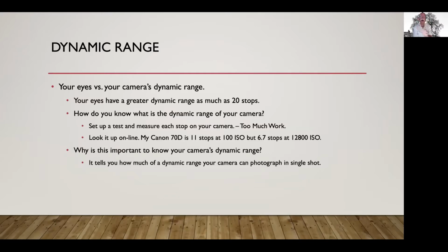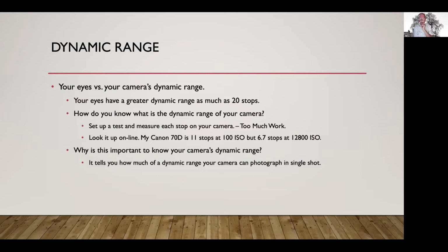So I went online, I put in my camera, the Canon 70D, and I asked, what is the dynamic range or total range of my camera? And it came up with 11 stops at 100 ISO. So if I'm shooting a landscape where I can shoot at 100 ISO and I'm in aperture priority, it allows me to do that. But as I move my ISO range up, my dynamic range is reduced.